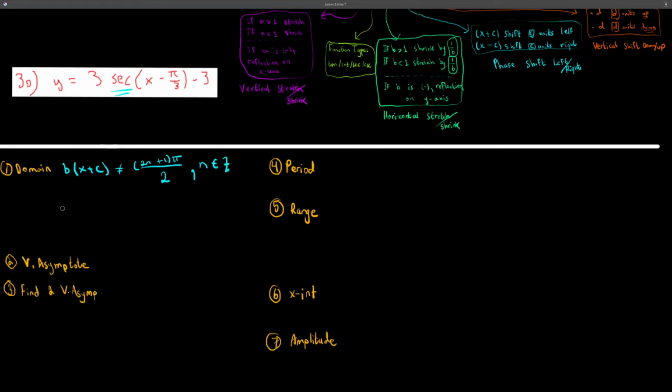and then we get x minus pi over 3 not equal to (2n plus 1) pi over 2. And then if we just solve this, if we move this here, we're going to get x is not equal to 5 pi over 6 plus n pi. That will be our domain.